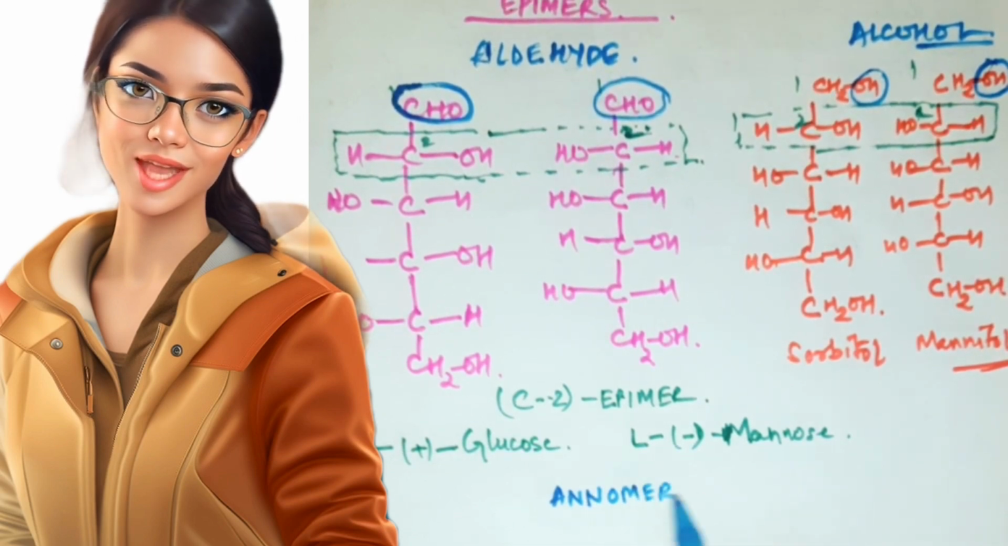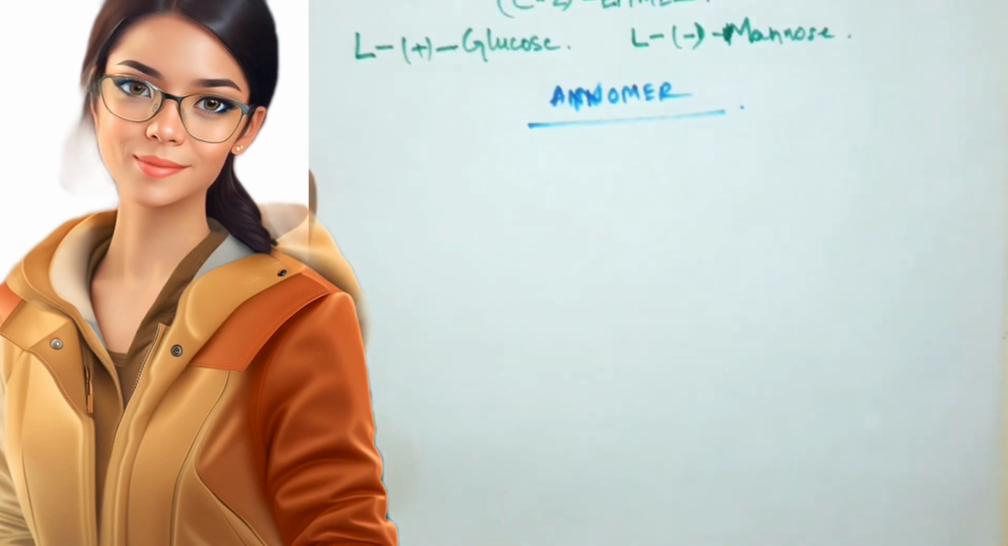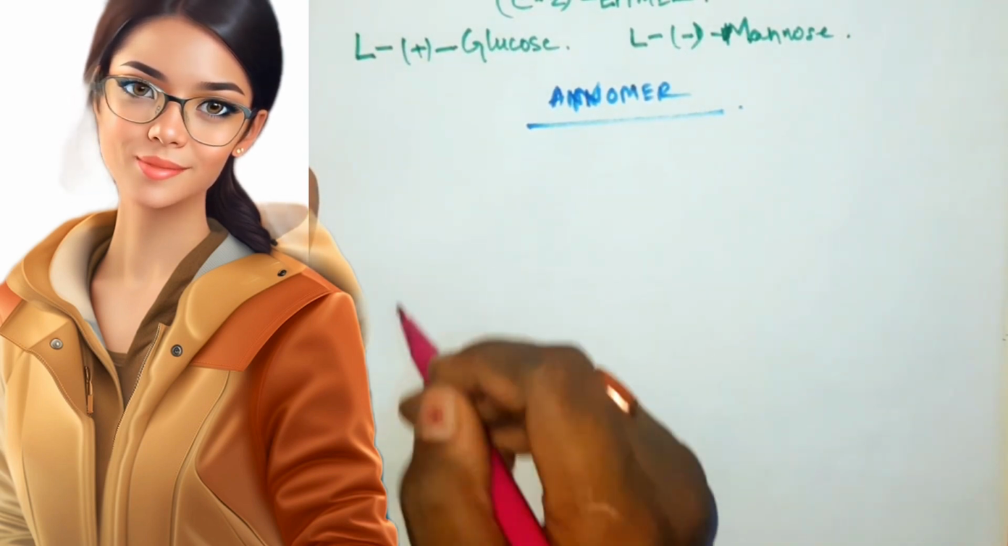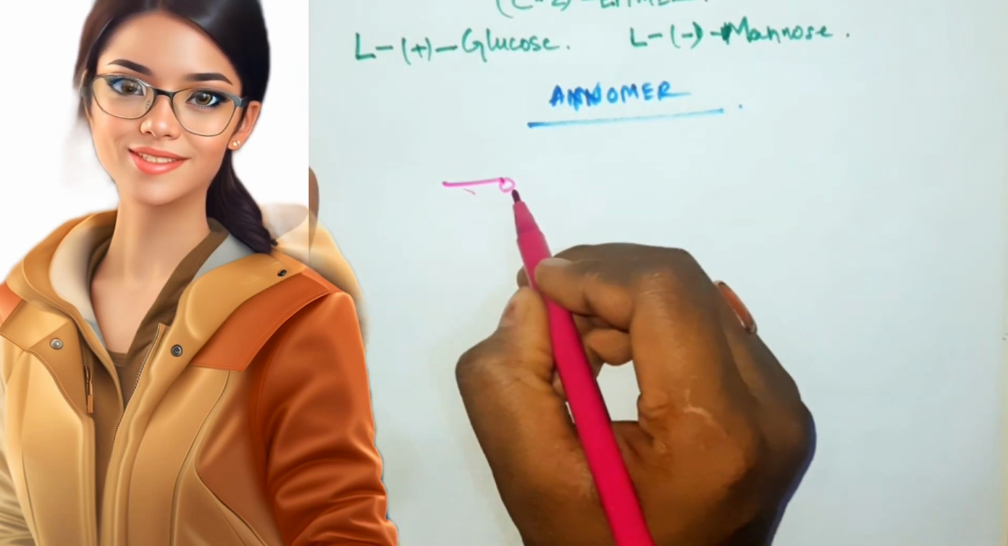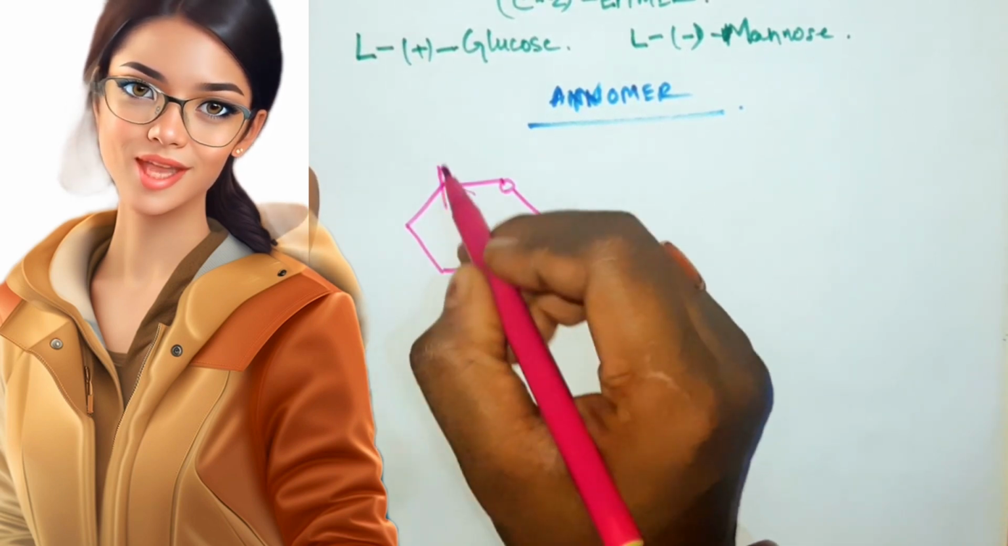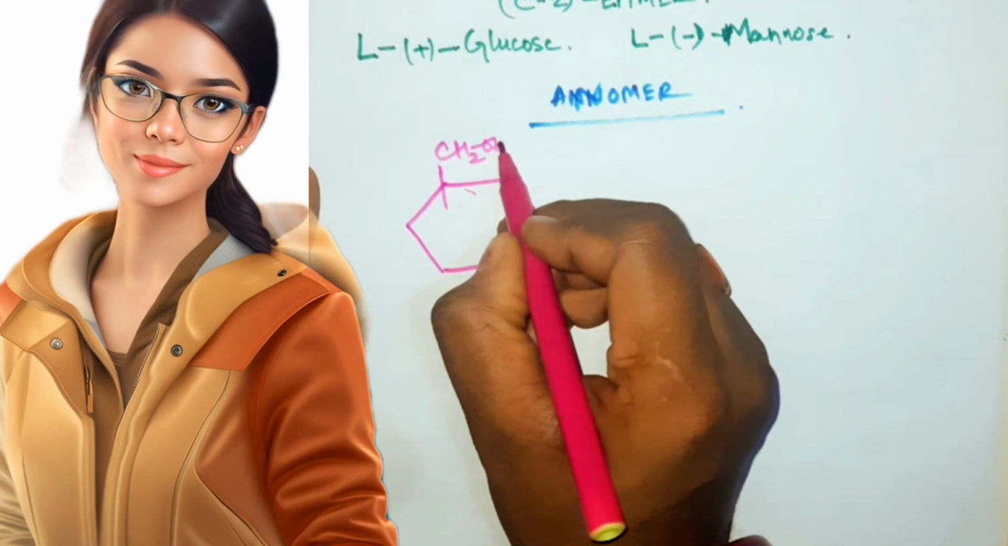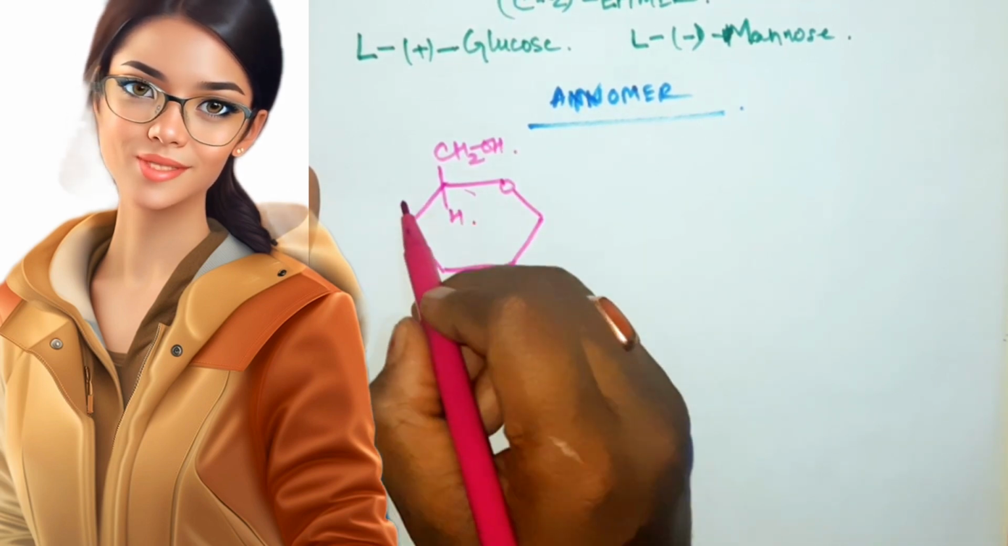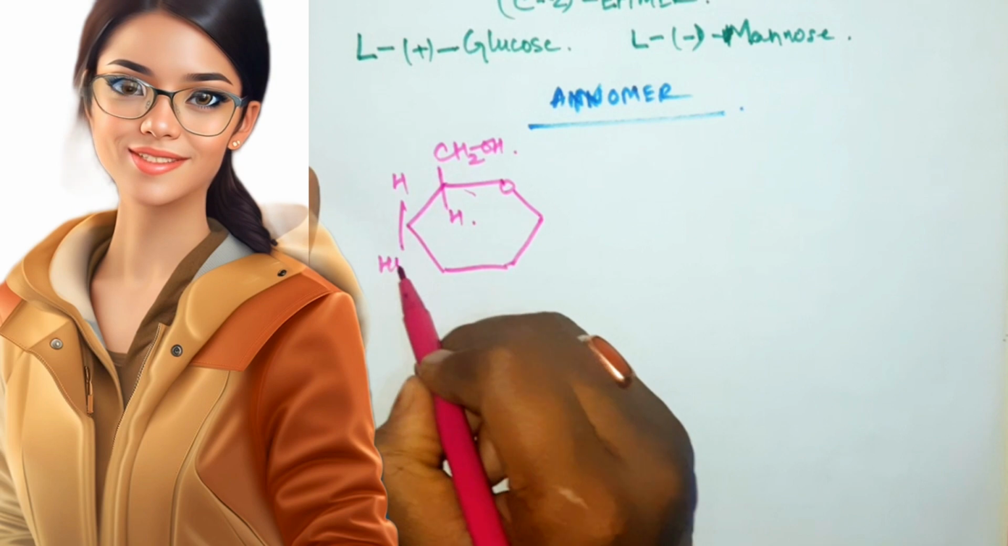Now we are going to talk about what an anomer is. Anomers are a pair of diastereomers that differ only in configuration about a single terminal carbon and are called anomers. The ring forms of glucose are the anomeric forms. So the ring form will be anomeric, whereas the open structure is not anomeric.